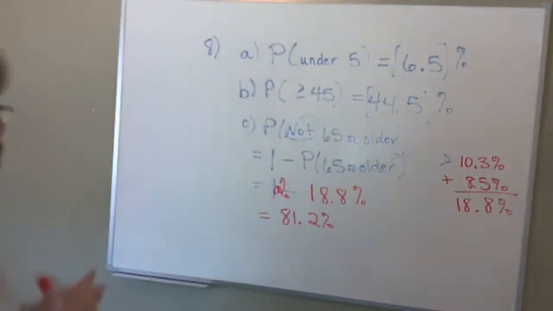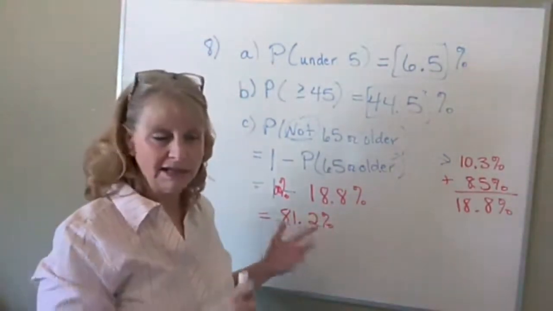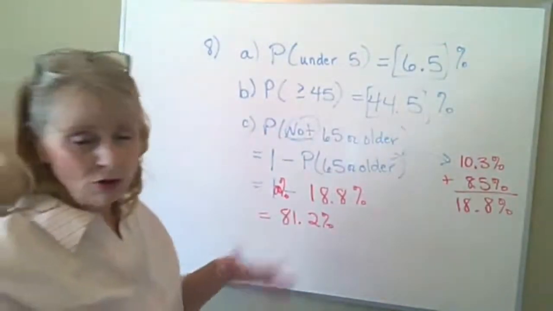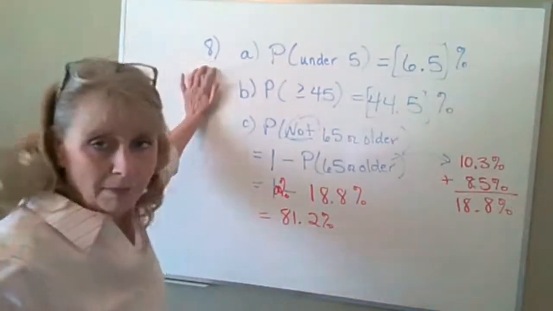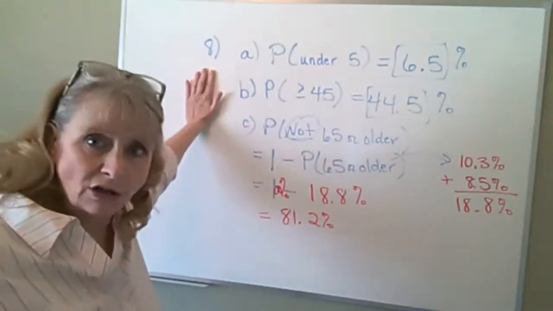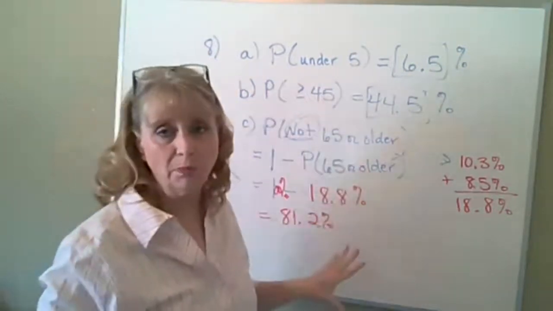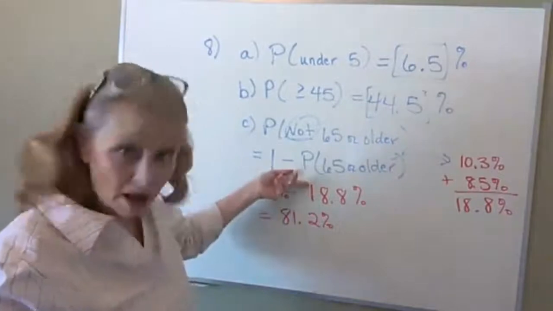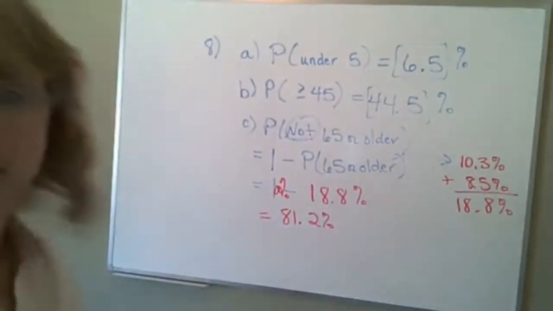So the last question is pretty easy also. It's asking you the probability they're between two age groups. So you just have to make sure you add the right percents. So this particular problem, number 8, isn't really using the addition rule or the multiplication rule. It's just having you practice with probabilities and percents and complements. Okay? So that's number 8.